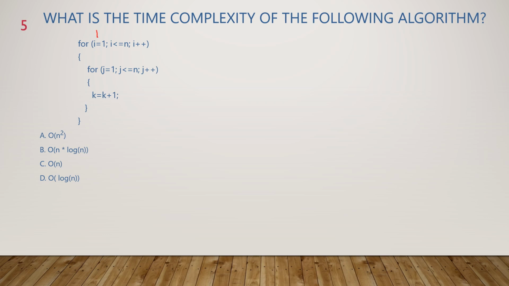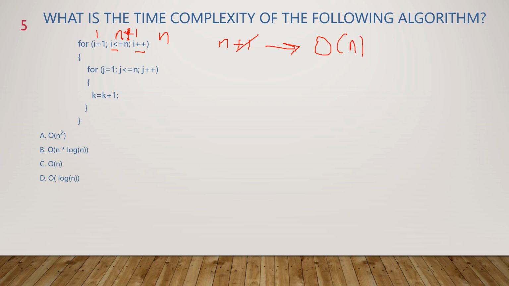Here the initialization operates one time. The condition is n plus 1, and the increment is n times. The time complexity of this expression is the highest order, which is n plus 1 for the outer loop. Removing the constant, the time complexity is big O of n.